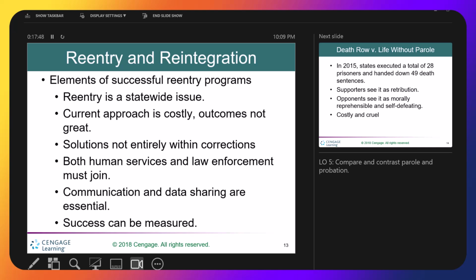Success can be measured. It's easy to measure success. It's based upon how many of them repeat and come back. You look at how many people repeat and come back and how many don't. There's your success, how you measure.